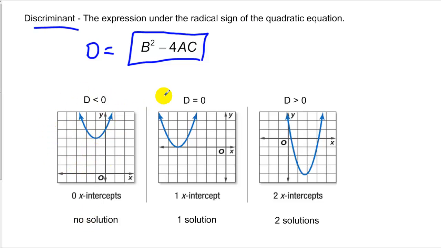and our graph would look something like this. If the discriminant, whatever was under the radical sign, was actually equal to 0, then what that would tell us is that we would have one x-intercept or one solution, and our graph would be something like this. If our discriminant is greater than 0, we say we have two x-intercepts or two solutions, and then our graph looks something like this, or two x-intercepts.